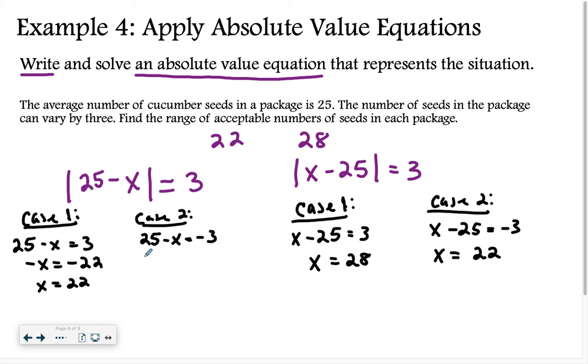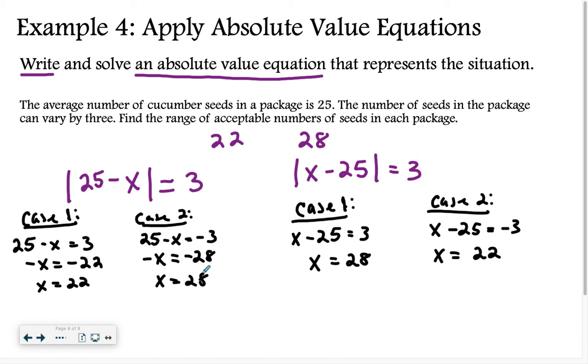Then if I do this one, subtract 25 from both sides, I have negative x equals negative 28, or x equals 28. So you can see that in this instance, it didn't matter what the order was. Both of those answers would be correct. And that's one of the cool things about the absolute value.